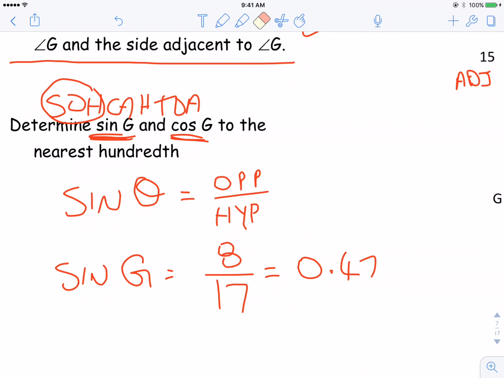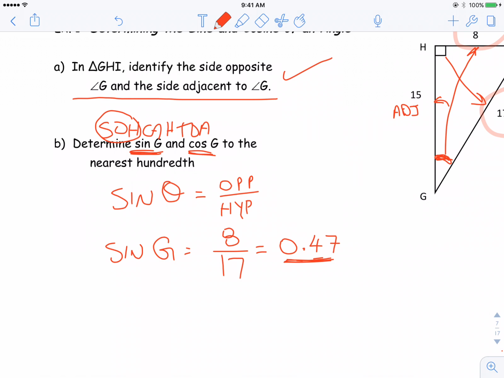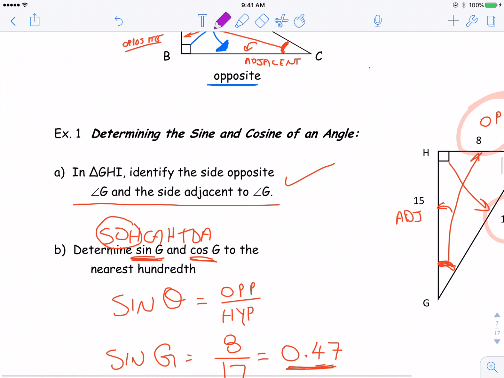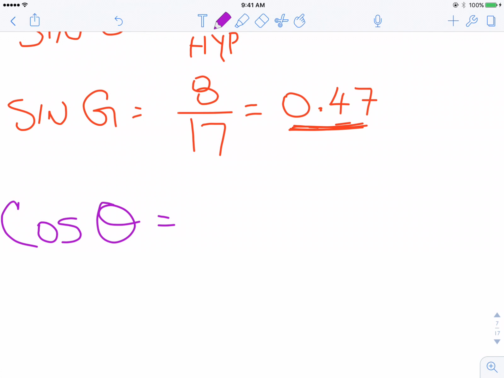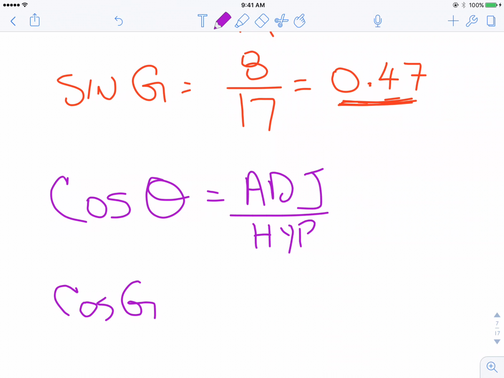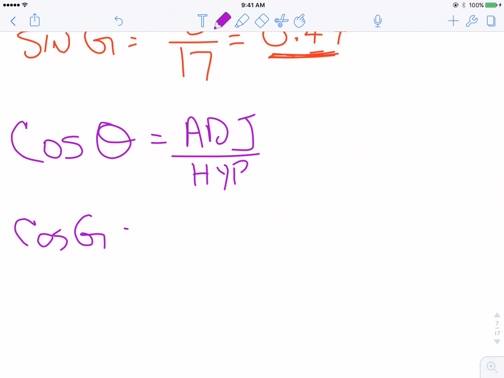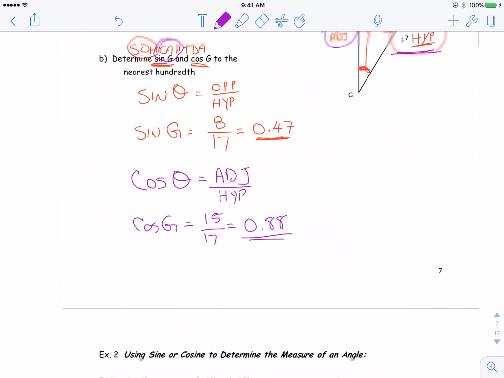Now remember, in using this later, you're not going to use 2 decimal places. You're going to use whatever number the calculator gives you, all those decimal funky numbers. Okay, there's the sine. Cosine, I'll change colors for you. Cosine of an angle, back to my acronym, is adjacent over hypotenuse. Cosine of G, still using G as my reference angle, is my adjacent side, which is 15, over my hypotenuse, which is 17. The hypotenuse stays the same. 15 over 17, calculate that out, 0.88 to the nearest hundredth.